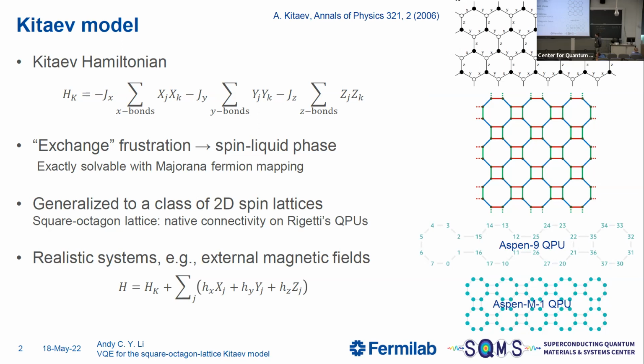Now, we consider a slight modification to the Kitaev Hamiltonian, because this Hamiltonian itself is exactly solvable. If we want to consider a more realistic system, in experimental studies people would like to use, for example, an external magnetic field to probe the system. So in addition to the Kitaev Hamiltonian, we add an external magnetic field, so that this Hamiltonian is no longer exactly solvable. We would like to use VQE to solve for the ground state of this particular Hamiltonian.